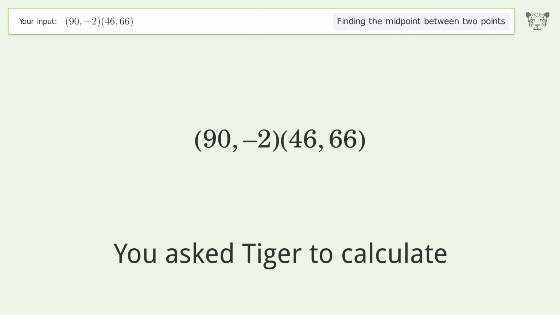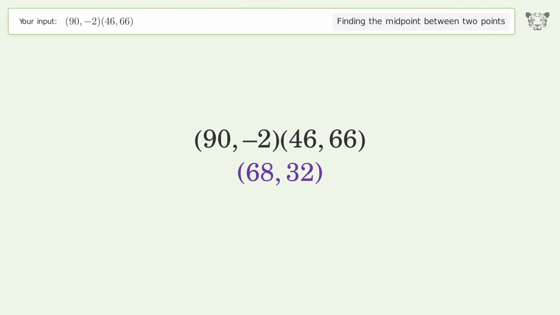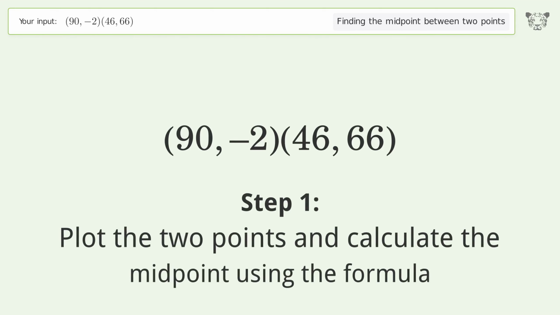You ask Tiger to calculate. This deals with finding the midpoint between 2 points. The midpoint between the 2 points is 68,32. Let's solve it step by step. Plot the 2 points and calculate the midpoint using the formula.